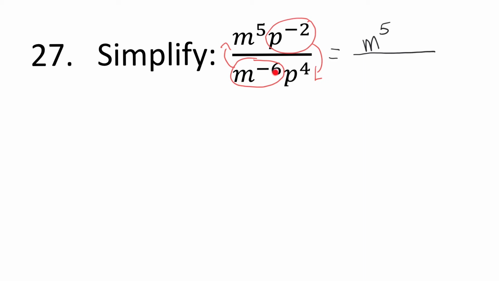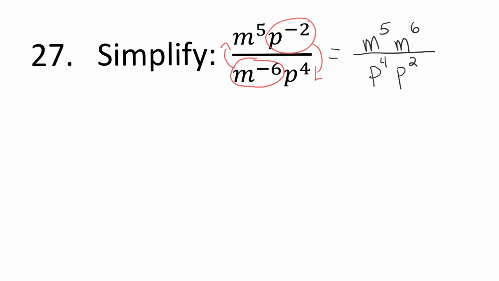But we are going to take this to the top, and the exponent becomes positive. So you are going to have m to the sixth power. Then on the bottom, you already have a p to the fourth, and that one stays on the bottom because it is a positive exponent, so just keep it on the bottom. And this one, p to the negative second, goes to the bottom, p squared.